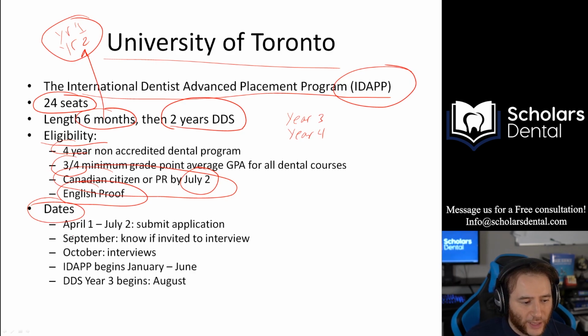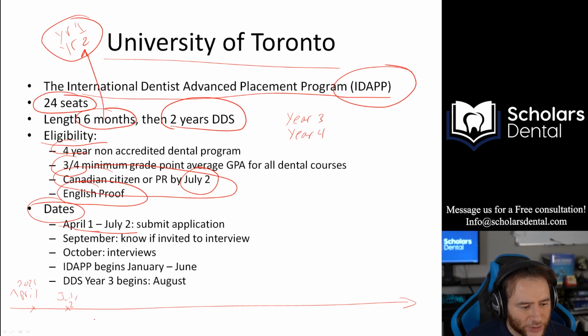Now, April 1 is when the application opens. So April 1 to July 2nd. So let's draw here. April starts, let's assume it's 2021, just to see how long this may take. And then the application deadline is July 2nd. So here you did your application.